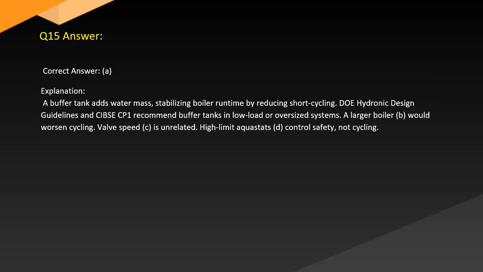Answer. Correct answer, A. Explanation. A buffer tank adds water mass, stabilizing boiler runtime by reducing short cycling. Hydronic design guidelines recommend buffer tanks in low load or oversized systems. The larger boiler, B, would worsen cycling. Valve speed, C, is unrelated. High limit aquastats, D, control safety, not cycling.